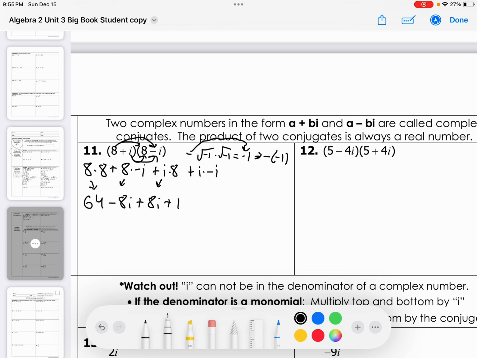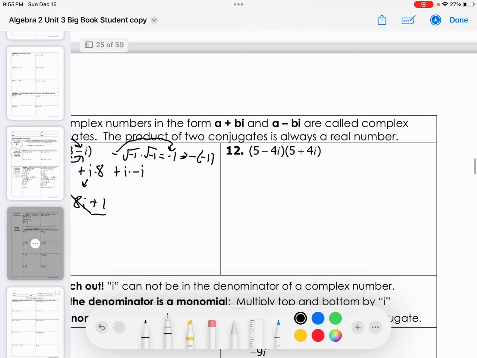So we have like terms to combine again. 64 plus 1 is 65. And then negative 8i plus 8i, those are opposites. Those would cancel out. So in this case, our answer is going to be just 65. The minus 8i and the plus 8i that we got when multiplying cancel each other out, and we get just 65.